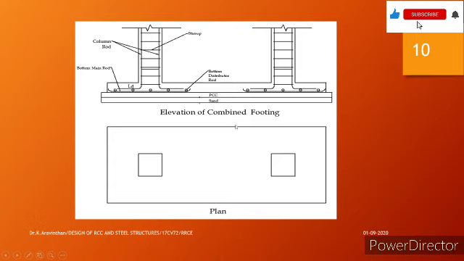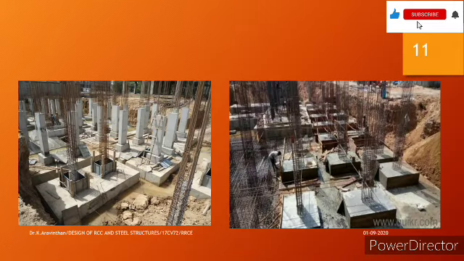So the plan of the combined footing is here, and see, this is a real-time picture. You are having a combined footing for these two columns. This kind of scenario will generally arise for a lift. So you can see the pedestal here. In order to distribute the load, these pedestals are here.